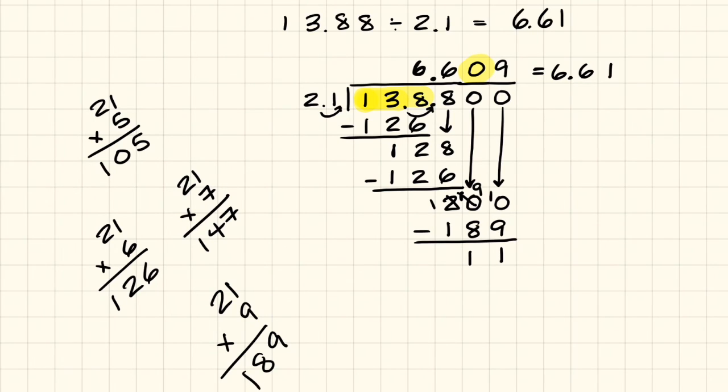So when you get a problem that will not end, we just stop at the thousandths, drop as many zeros as you need, but again, don't go any more than 3 places past the decimal, and then round to the hundredths. Hope this helps, and we'll talk to you soon.